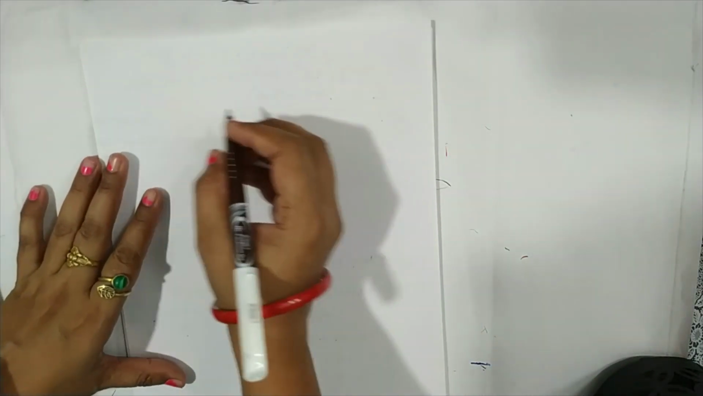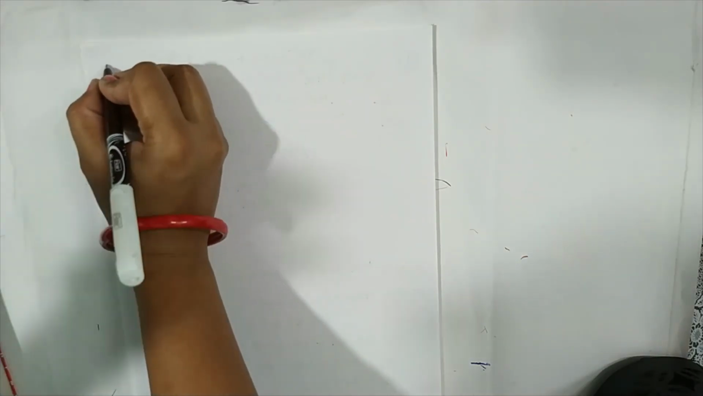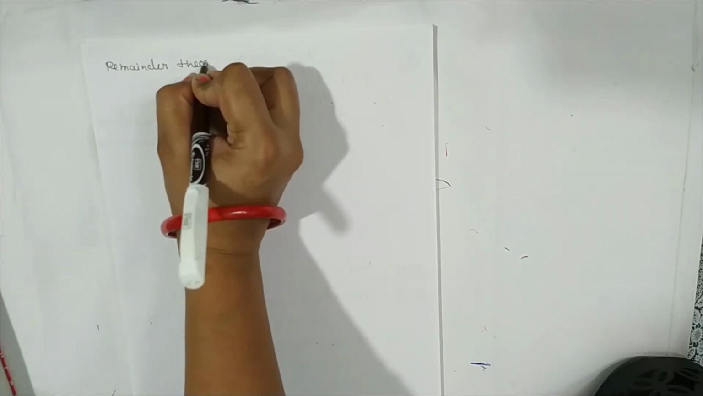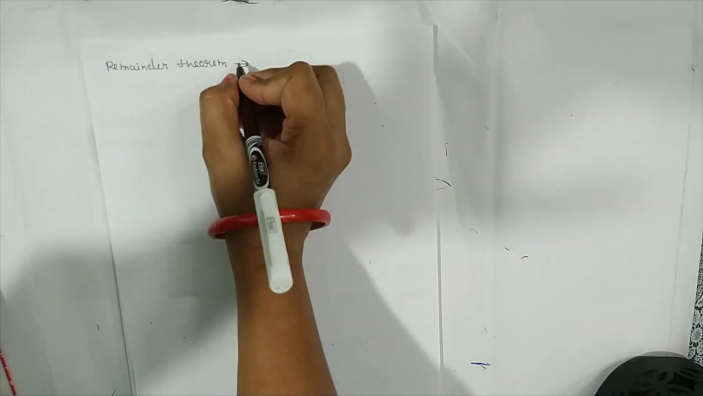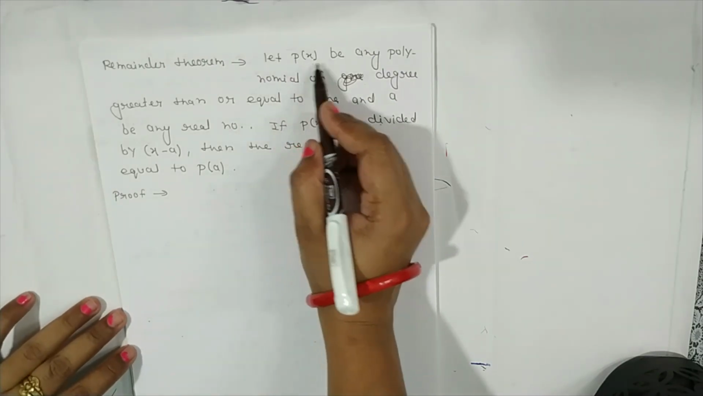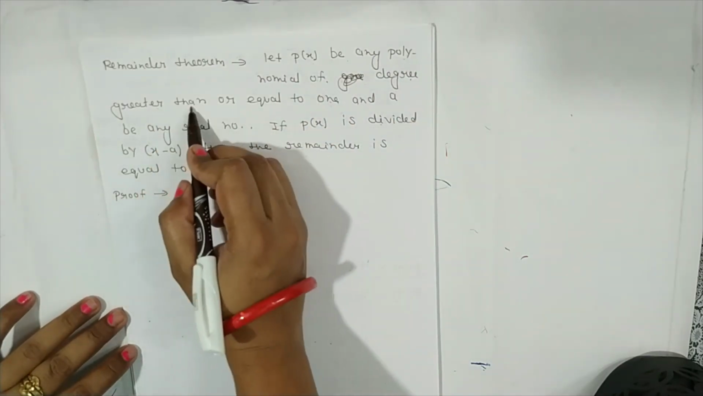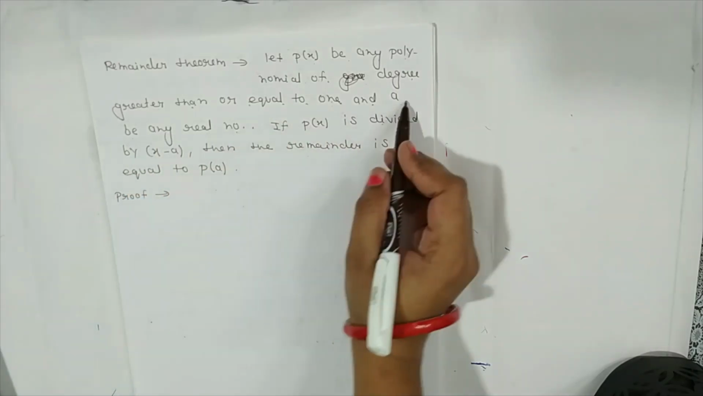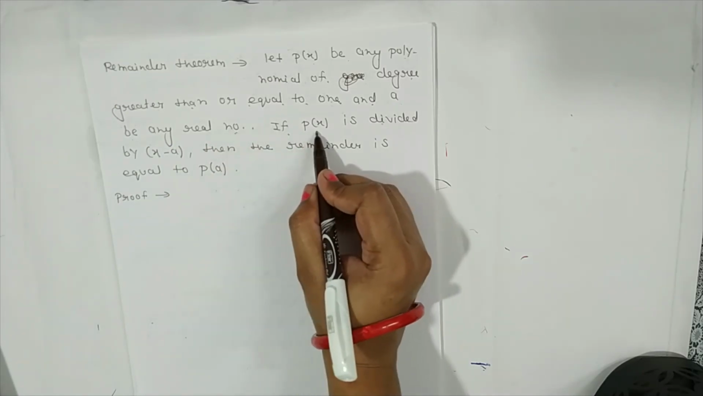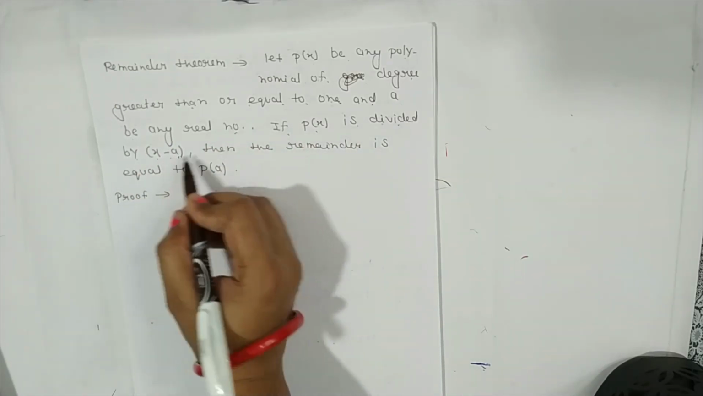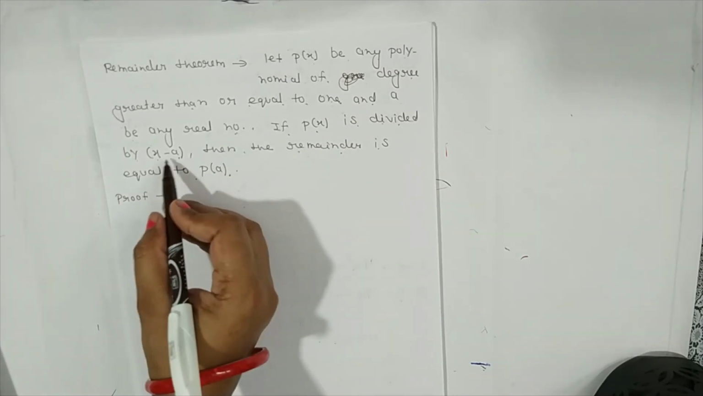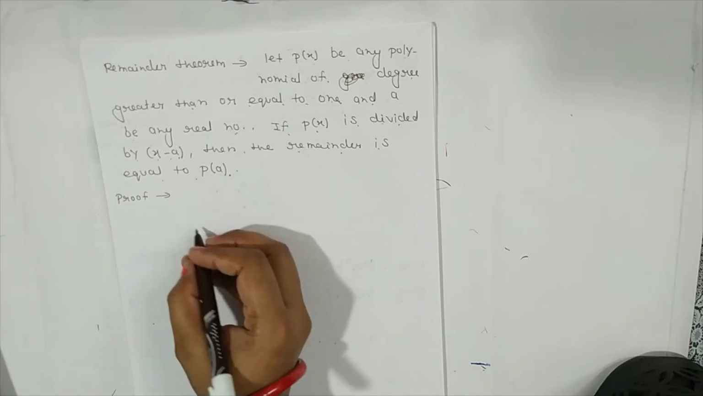Now we have to prove this remainder theorem. So what is the remainder theorem? I am explaining. Remainder theorem says, let p of x be any polynomial of degree greater than or equal to 1 and a be a real number. If p of x is divided by x minus a, then the remainder is equal to p of a. It means we have to put x equal to a. Now we have to prove it.